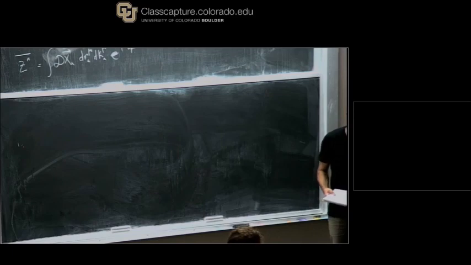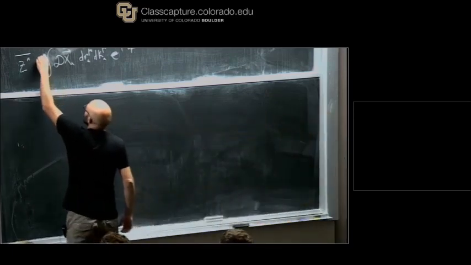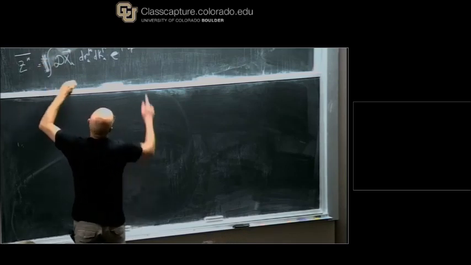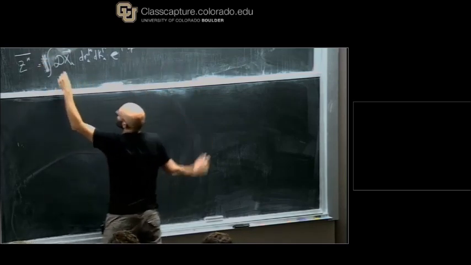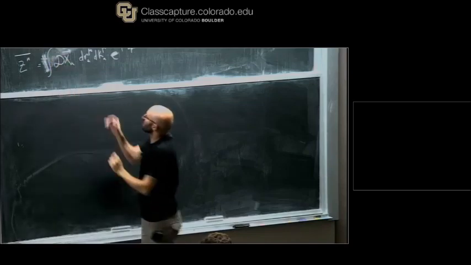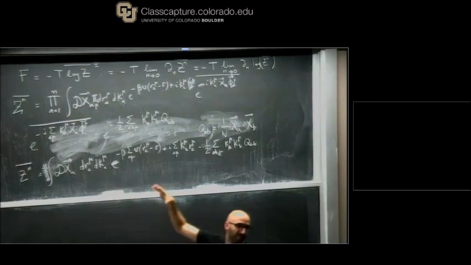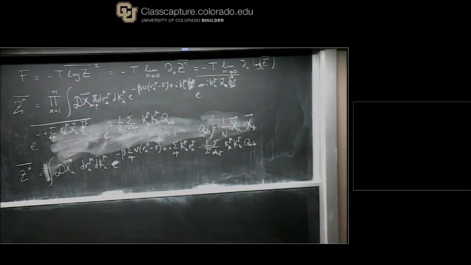Have you dropped the product over the a's? I'm sorry, no. I put the sum over a here, and this is implicitly a product over all the differentials of all the things. These are the product over a and mu of all the differentials.